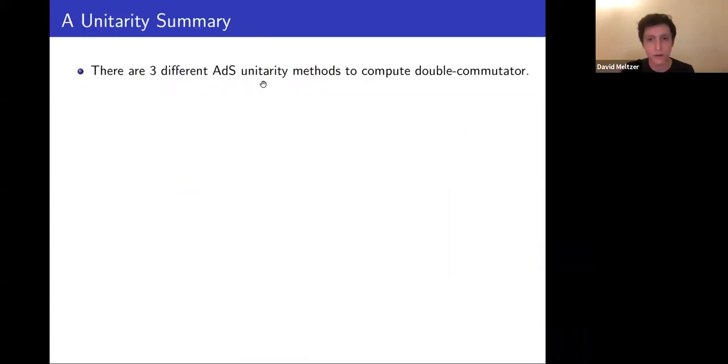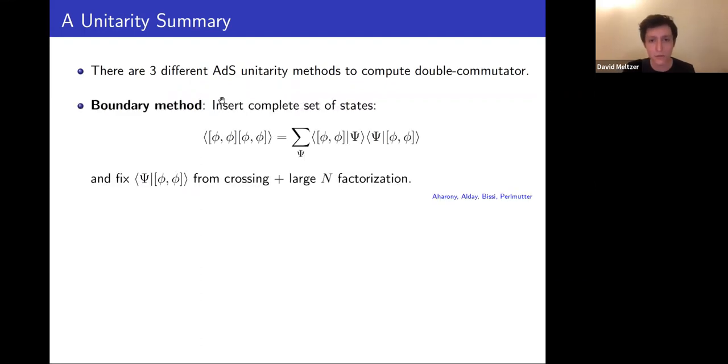And this is good because this brings me to the next point, which is there are really three different AdS unitarity methods to compute this double commutator. So the original method is the boundary one.